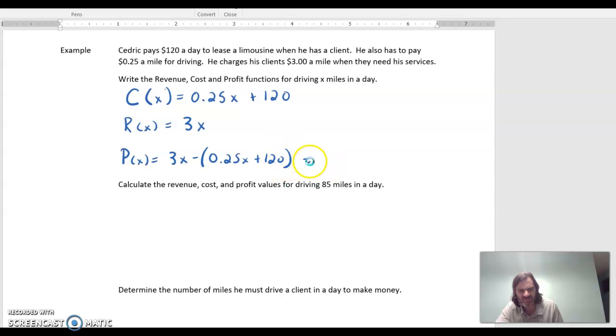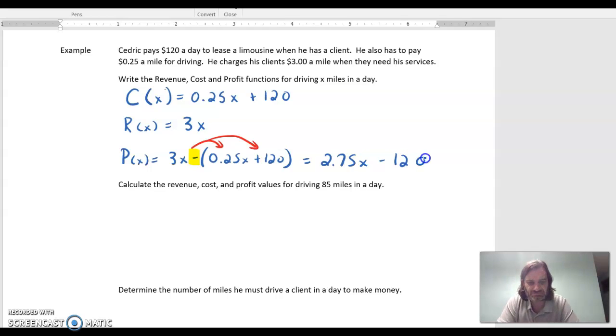So that would be 3x minus the quantity 0.25x plus 120. And we can clean that up. We can distribute that negative through the parentheses and combine like terms, and what we'll have as a profit function will be 3x minus 0.25x, which is 2.75x minus 120. So that's our profit. $2.75 times x minus $120. So the profit has to take away that cost of $120.